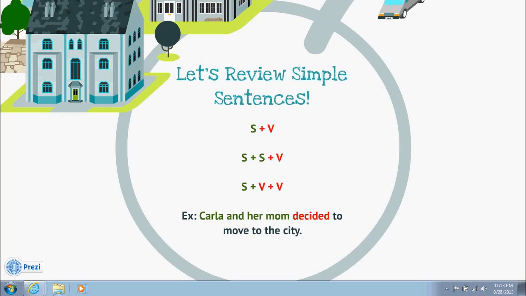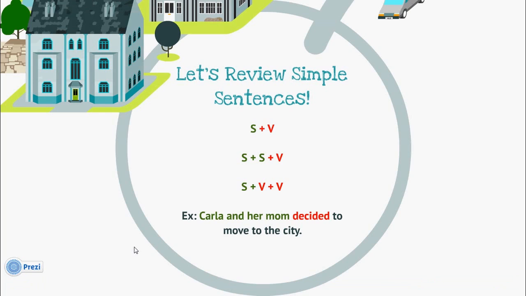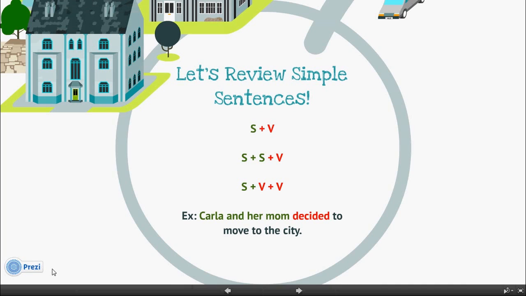As you can see here, there are three different formats that a simple sentence can take. There can be a subject and a verb, two subjects that share the same verb, or one subject that completes two different action verbs. So for example, we have Carla and her mom decided to move to the city. So our subjects there are Carla and her mom, which can be replaced with they. Decided is the verb, and they decided to move to the city. This is a simple sentence.